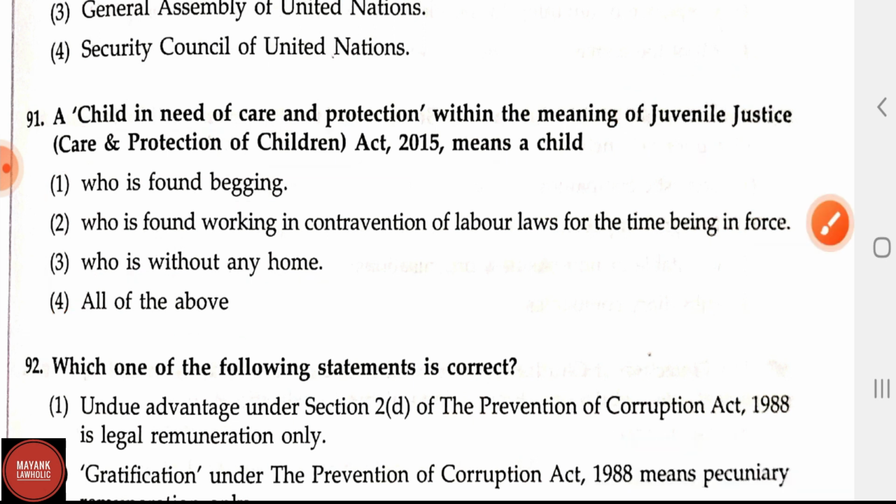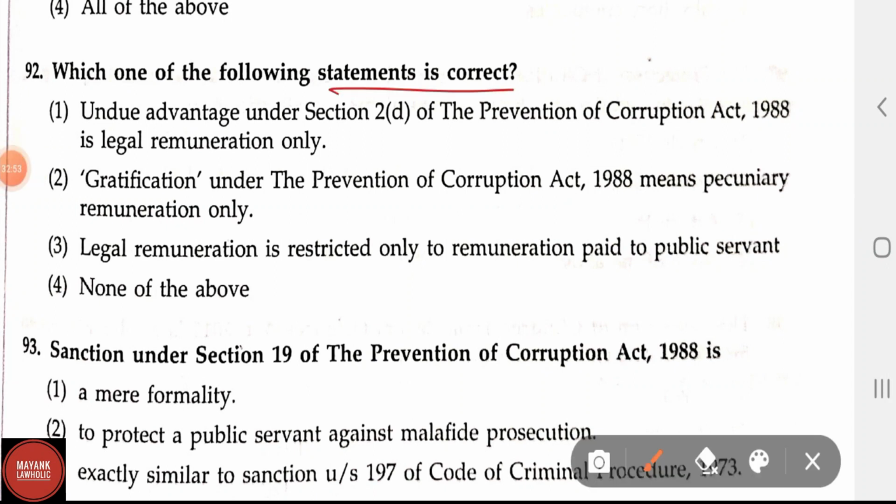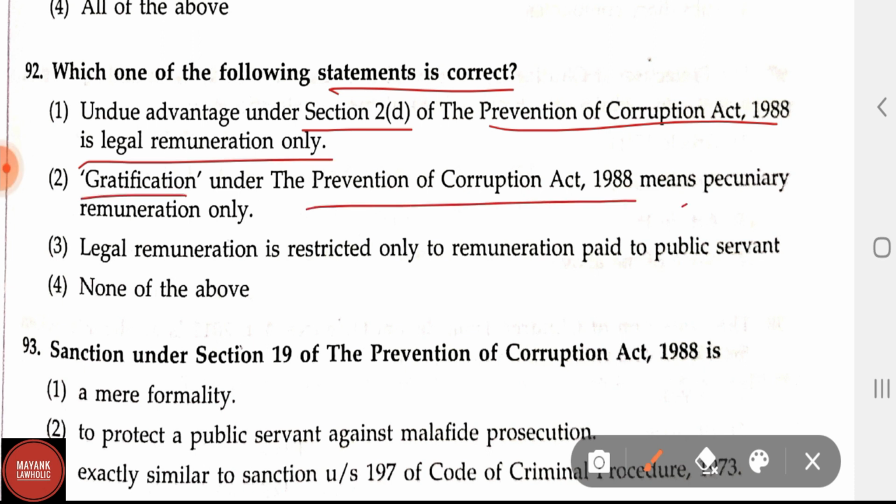Now let us see the question number 92. Which one of the following statements is correct? Option 1, undue advantage under Section 2(d) of the Prevention of Corruption Act 1988 is legal remuneration only. Option 2, gratification under the Prevention of Corruption Act 1988 means pecuniary remuneration only. Option 3, legal remuneration is restricted only to remuneration paid to the public servant. And option 4, none of the above.